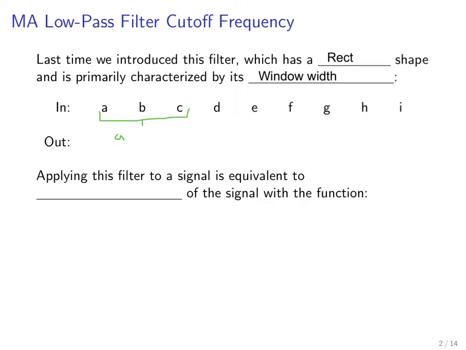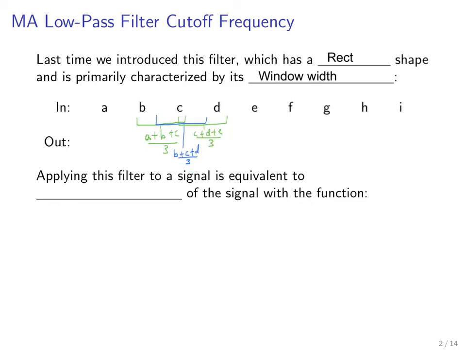So for example, if the input vector is this, then the first sample of the output vector will be a plus b plus c over 3. Then the second one will be b plus c plus d over 3. And then the third one will be c plus d plus e over 3, and so on. You can see how this extends on up to the end of the vector.